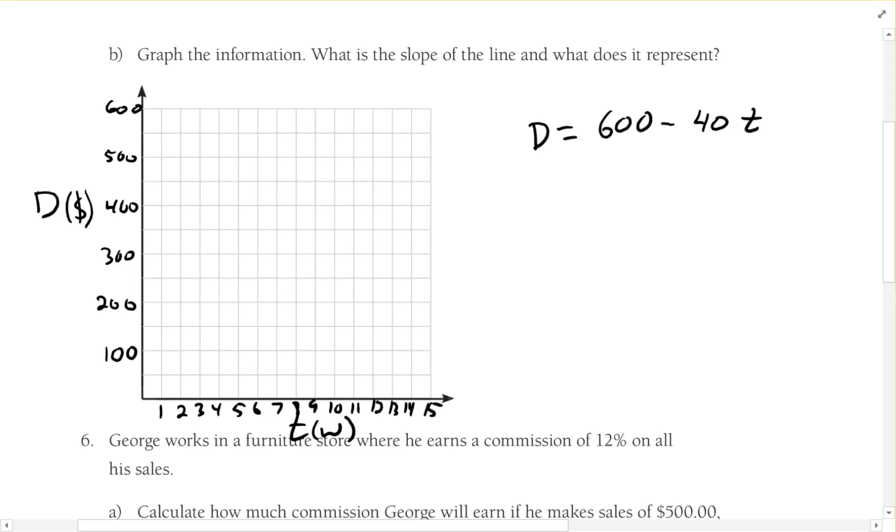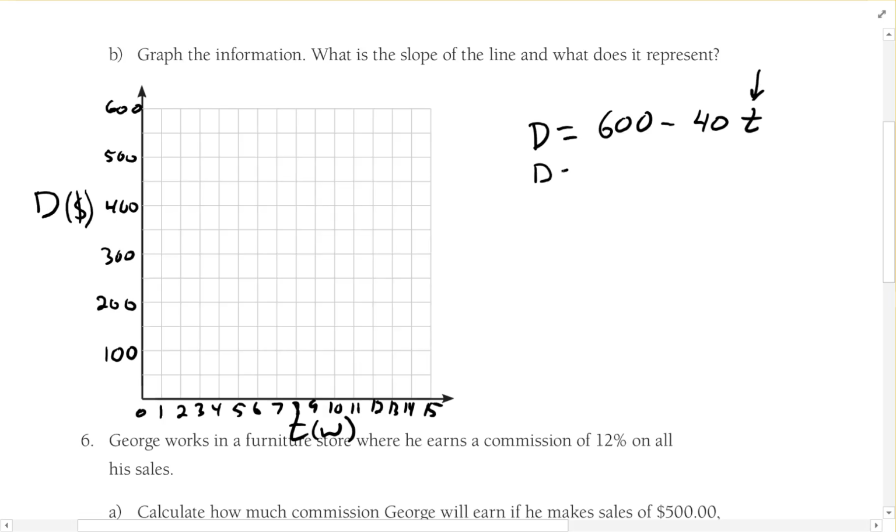Okay, up to 15. Hopefully that's enough. So now, really, we're just going to plot some points. The first point that I want to figure out maybe is where this graph starts. So what if we said at week 0? So at the very first week. Well, what we're really saying is that t is equal to 0 then.